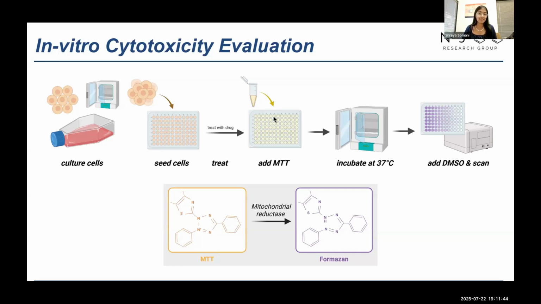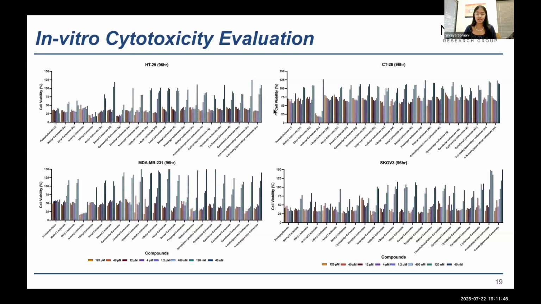We perform this assay on several different cell lines, many of which are not pictured here, but including colorectal, triple-negative breast cancer, ovarian cancer, murine colorectal cancer, non-small cell lung cancer, and more. Interestingly, we saw that even though these compounds were tested in several different types of cell lines, they all behaved relatively the same, despite the cancers being different.